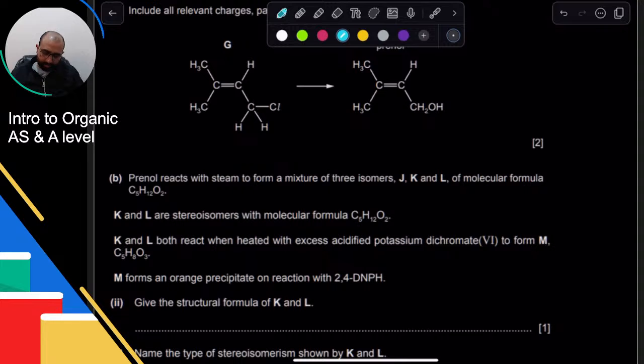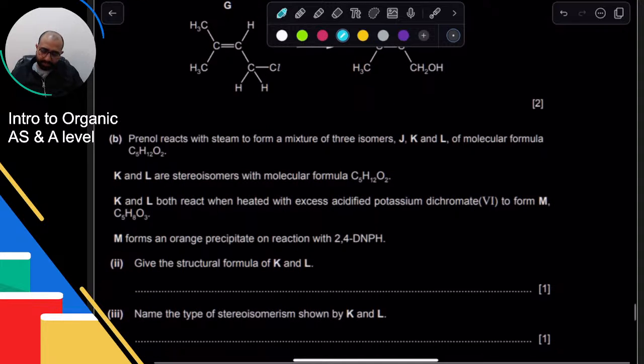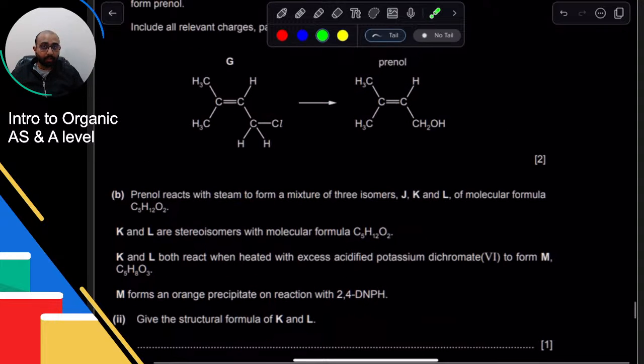अच्छा जी. K and L both react with heated excess acidified potassium dichromate to form M. तो ये हमें क्या बता रहा है? ये हमें बता रहा है कि it can oxidize. Okay, that's the key thing. And what can we oxidize? Alcohols. Primary alcohols can be oxidized, secondary alcohols can be oxidized, but tertiary alcohols cannot be oxidized. So if steam reacts with it, we get alcohols, and those alcohols can further be oxidized. Primary alcohol, it will oxidize. Secondary alcohol, it will oxidize. Tertiary alcohol, no.